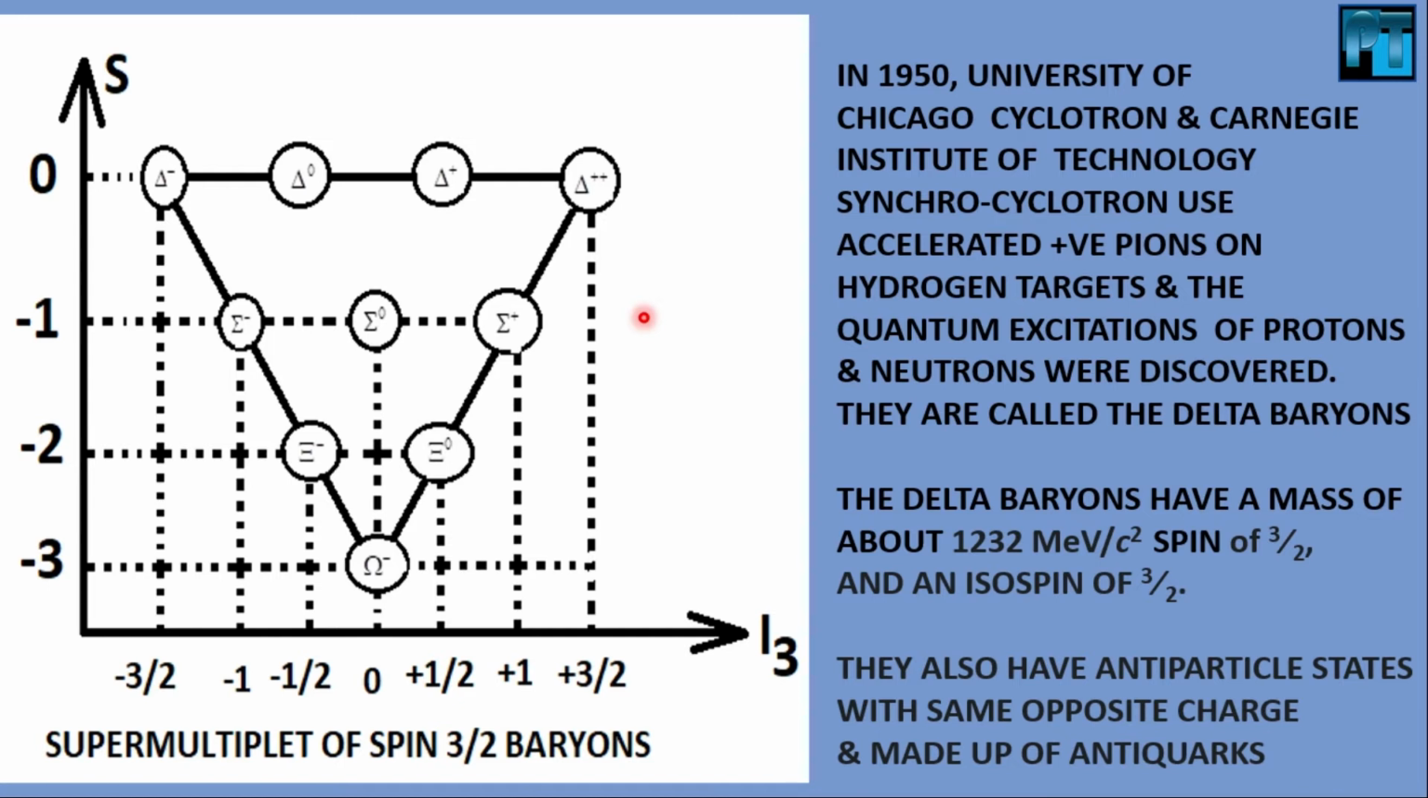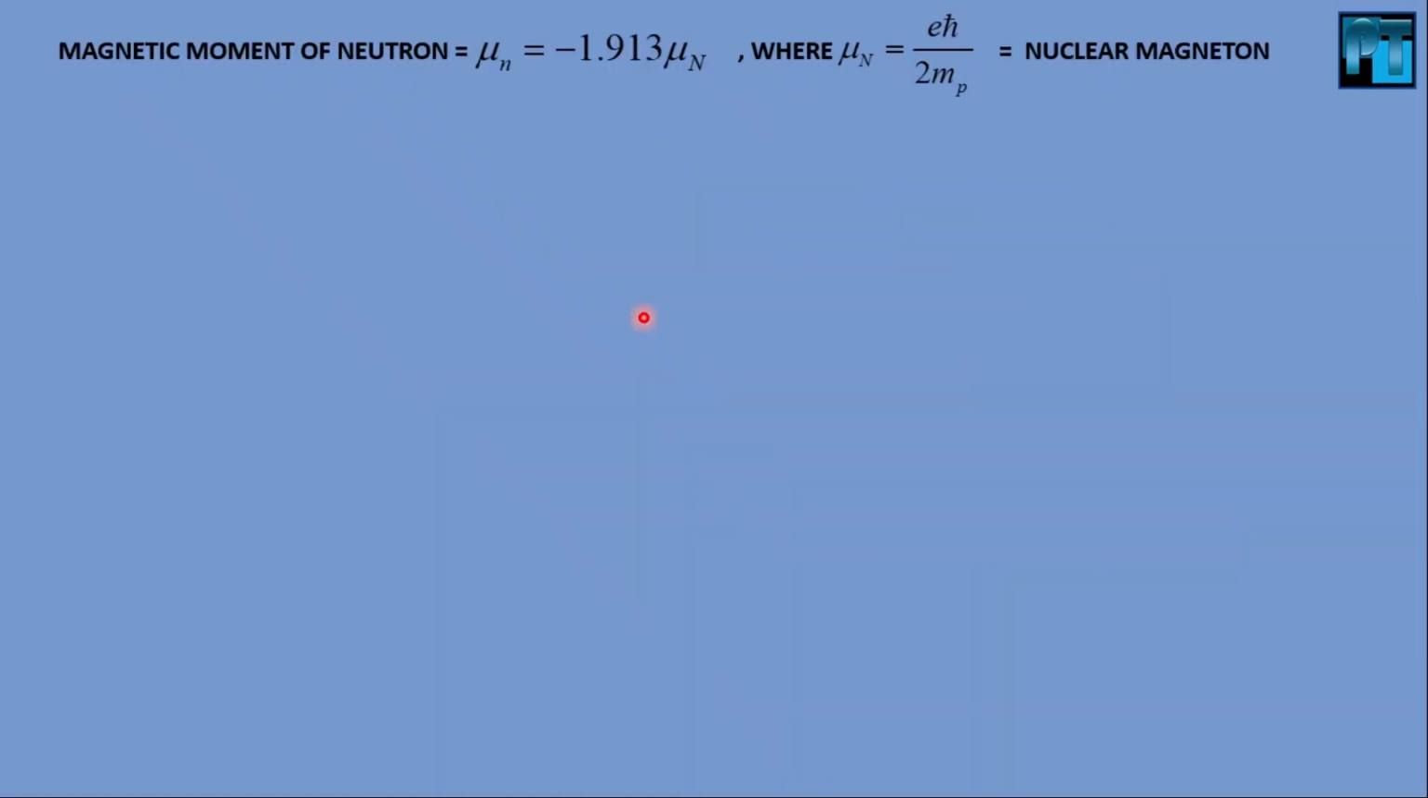Next, we have a mind-boggling question, because experimentally the magnetic moment of the neutron was found to be minus 1.913 mu n. What is mu n? It is actually the nuclear magneton, e h cross by 2 mp, where mp is the mass of the proton. But by theory, what happened?